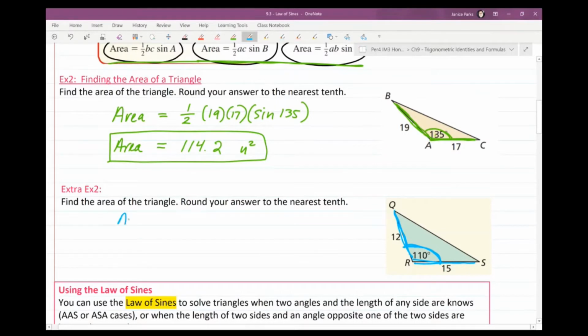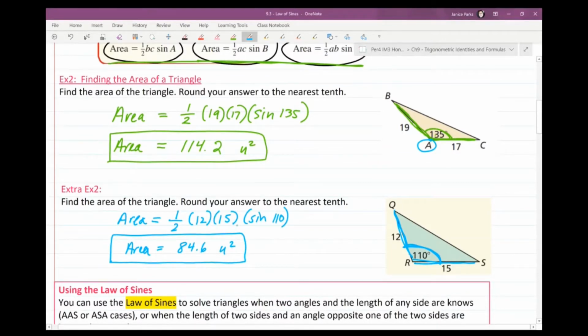So the area, and I would like you, if you were doing this in class, to write the entire formula, equals, and instead of A, I put area because there's already an A. I didn't want to get those 2 things confused. So anyway, we want 1/2 times 12 times 15 times the sine of 110. And again, if you put those all into your calculator, you should have 84.6 units squared. We don't have units, so I just use the letter U for units squared. In this case, to save a little time, you could just put 6, which is half of 12, times 15, times sine of 110.